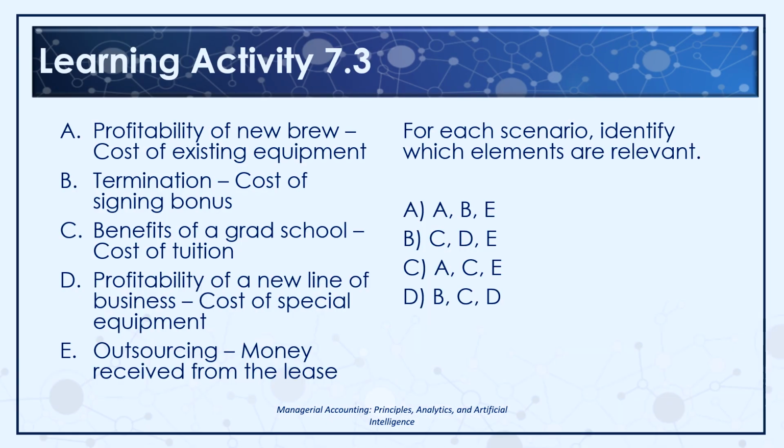Now let's do Learning Activity 7.3. You are given multiple scenarios and you must determine which elements are relevant. Remember, relevant costs change. Sunk costs do not change. Opportunity costs represent benefits sacrificed. Work through each scenario carefully. Pause here and work through the activity. Once you've finished, check your answers with the solutions provided in the back of Chapter 7.